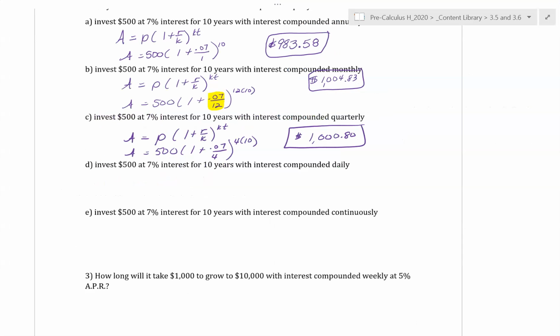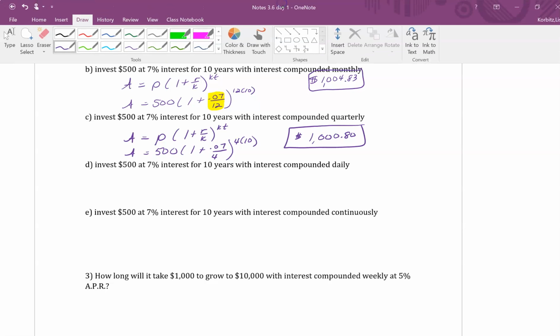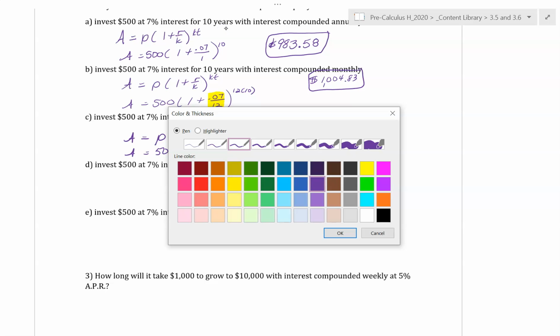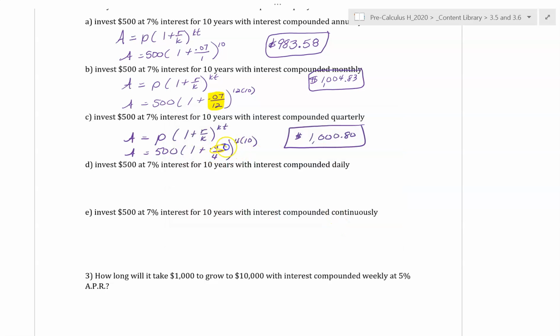Okay, so for part C, we had $500, and this time the interest was compounded quarterly. So it makes sense that we would have 0.07 divided by 4 right here, because again, there are 4 quarters in the year. And notice we ended up with a little bit less than if our interest was compounded monthly, because you are compounding your interest only 4 times per year instead of 12 times per year. So go ahead and pause the video and try part D.